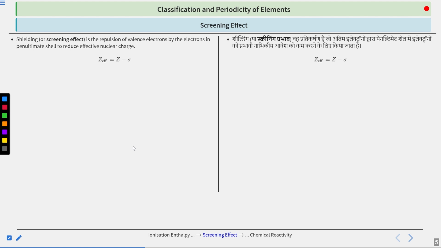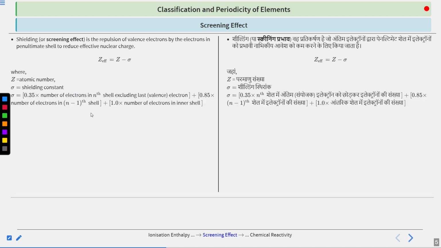So we can say that Z effective, the actual Z effective for the electron, is equal to the theoretical Z minus sigma, where Z is simply the atomic number and sigma is the shielding constant. So Z is the atomic number and sigma is the shielding constant. Now how do we calculate sigma? There is a rule for that.